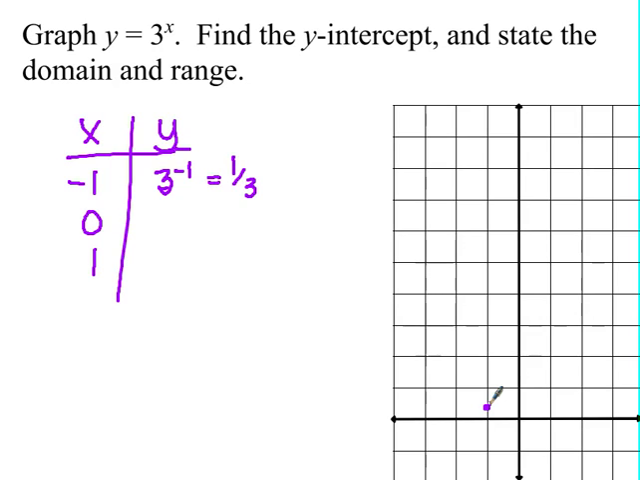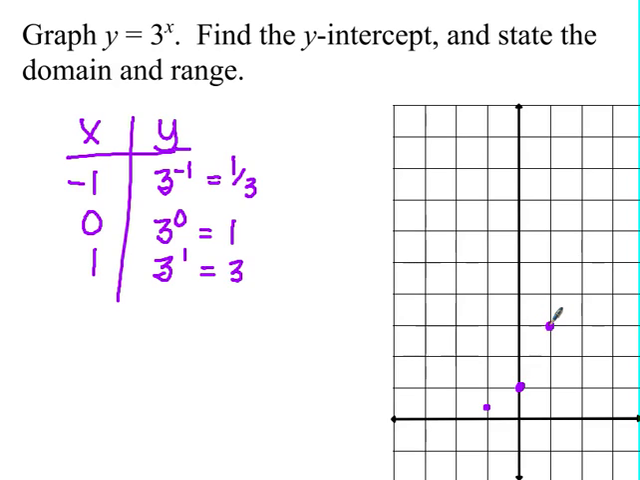Okay, let's plug in 0. If I plug in 0, what do I get? I get 3 to the 0 power, which is 1. Anything to the 0 power is 1. So this ordered pair is at 0, 1. All right, let's plug in the next one. What do I get here? 3 to the what? First, which is 3. So my ordered pair is at 1, 3.